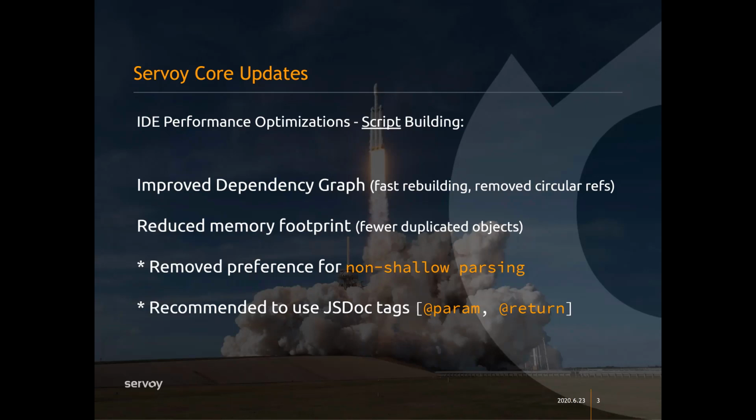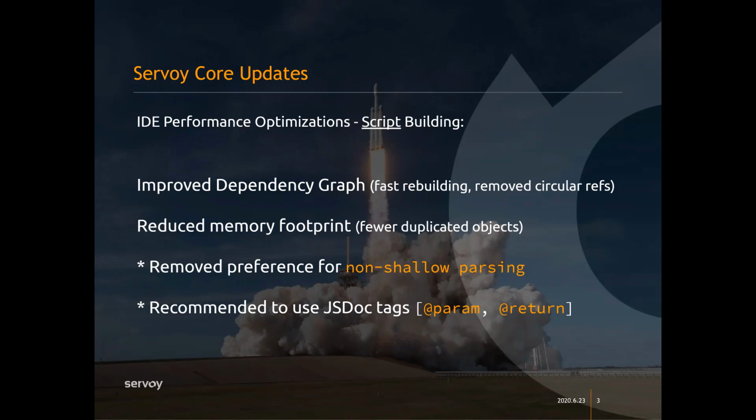So that's just building code files. We can do that much faster now. We also reduced the memory footprint, so we took a look at how our builds are done and realized that we're duplicating references or objects, and that leads to a greater memory footprint. So we fixed that to bring down the memory footprint.